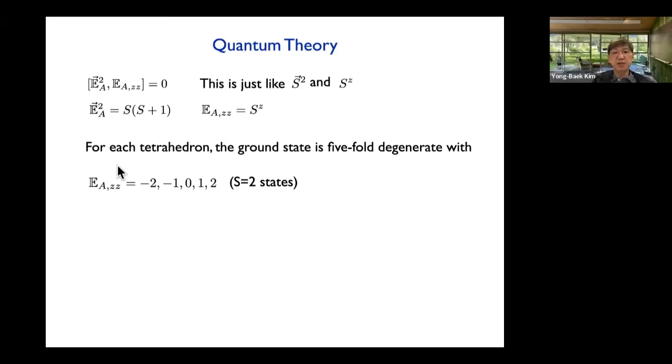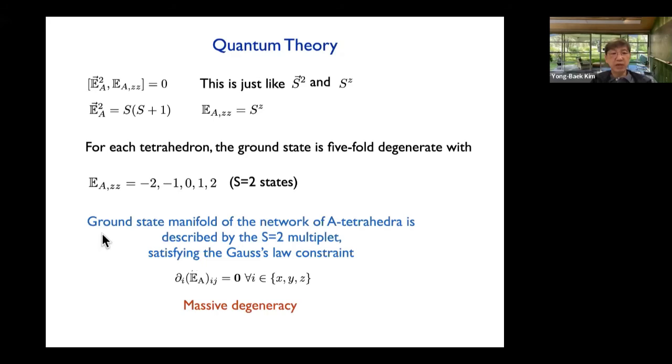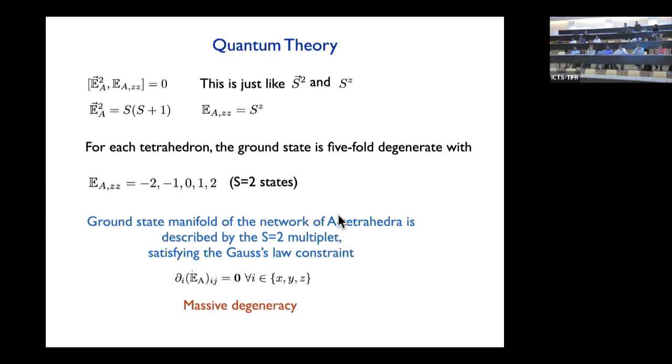Okay? And in this case, for each tetrahedron, we know that the ground state is 5-fold degenerate with S equal to 2. So in fact, this component of the electric field can have only discrete values. And these are just all the S equal to 2 states at the level of each tetrahedron. But then we have to arrange these quantum numbers on the entire breathing pyrochlore in such a way that the Gauss law constraint that I talked about is satisfied. So, okay, so the ground state manifold of the network of L tetrahedra is described by the Young-Baxter, there's a question in the audience.